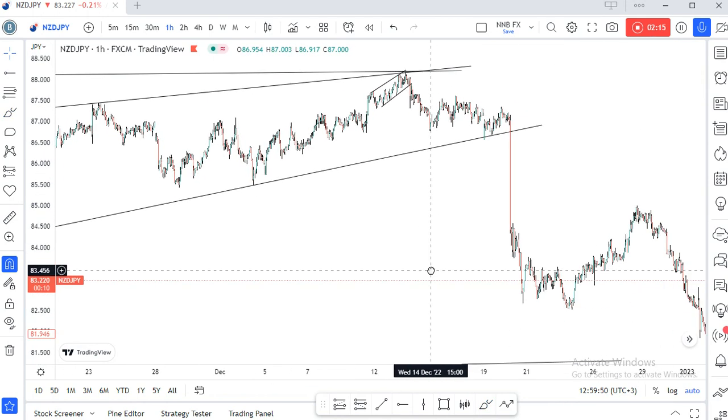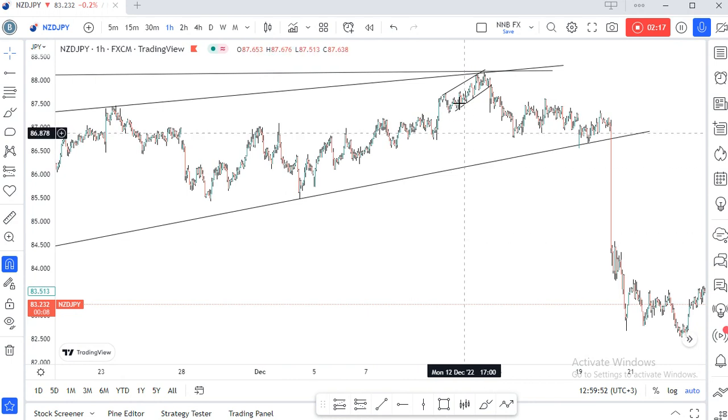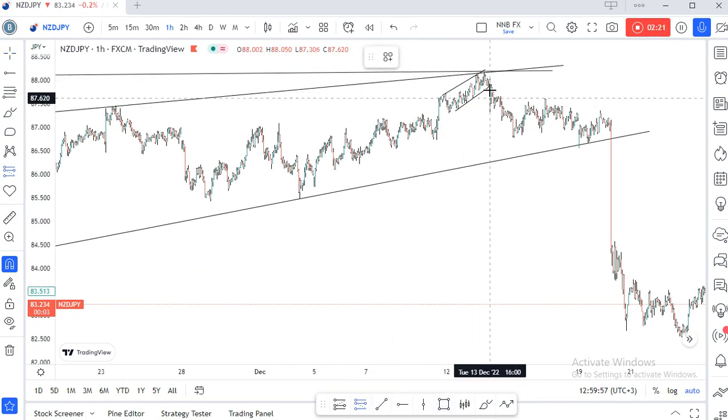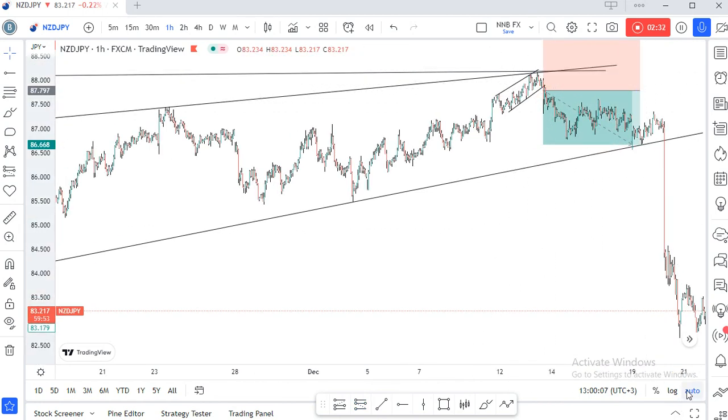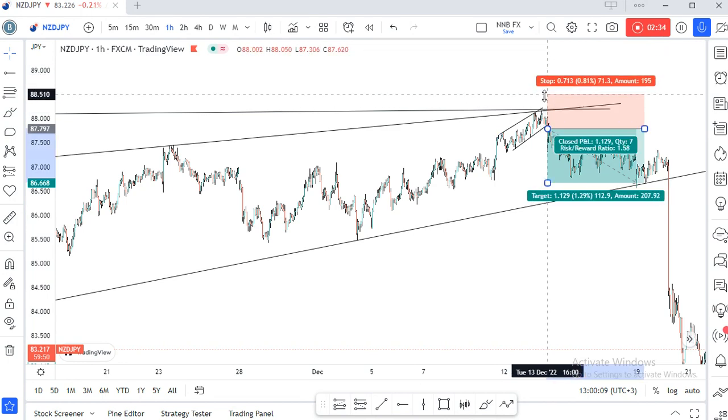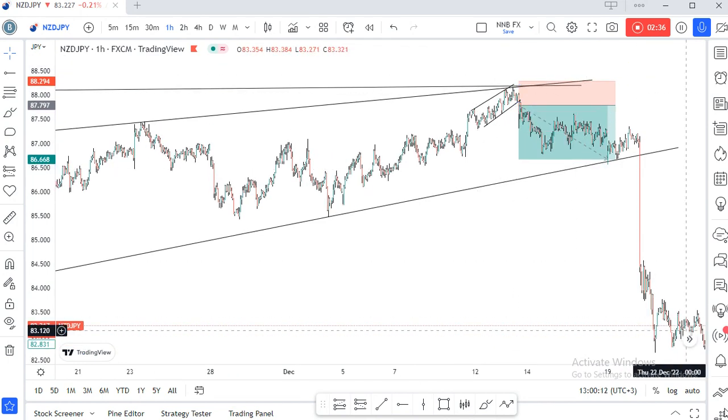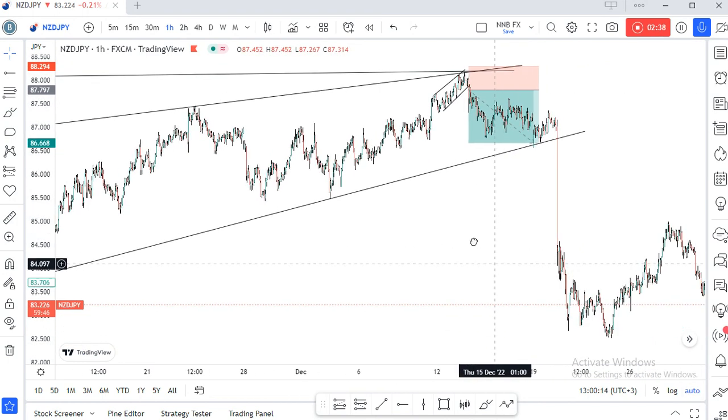As it was approaching the third touch, it was forming a rising channel which you could have entered on the break of the channel with a reduced risk entry, or with a high risk entry from the top of the channel. This was a perfect example. The market was moving perfectly as we expected.